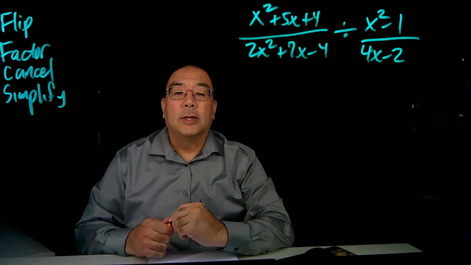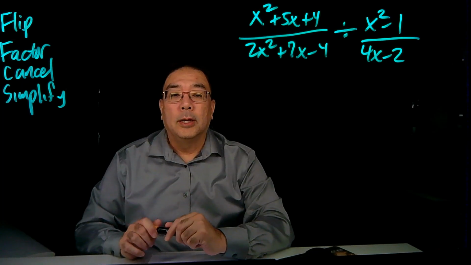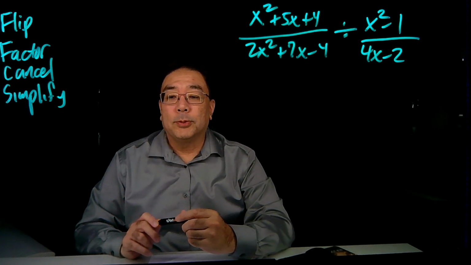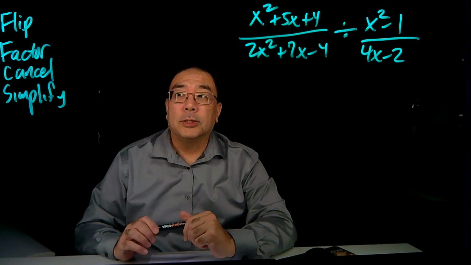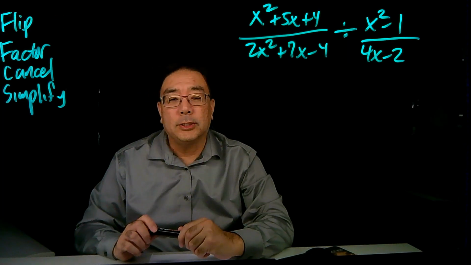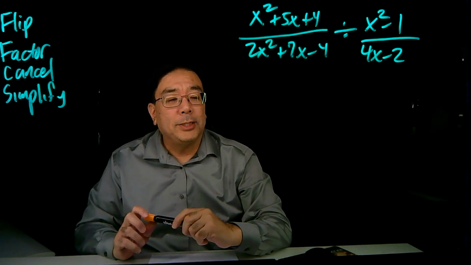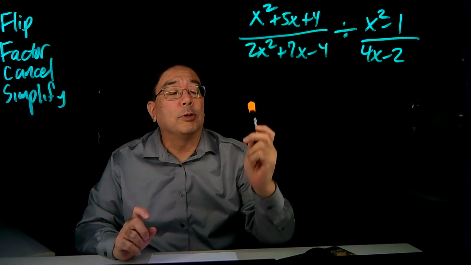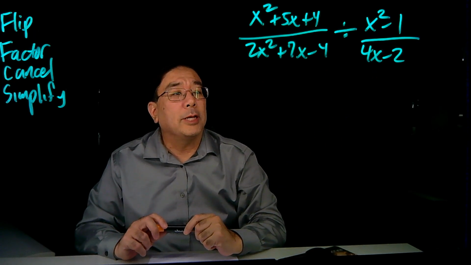Hi everyone. Let's look at an example of dividing rational expressions. Now, for dividing rational expressions, it's almost just like multiplying rational expressions, except you have this additional step. Because when you divide two fractions, remember that's the same thing as multiplying the first fraction times the reciprocal of the second fraction.